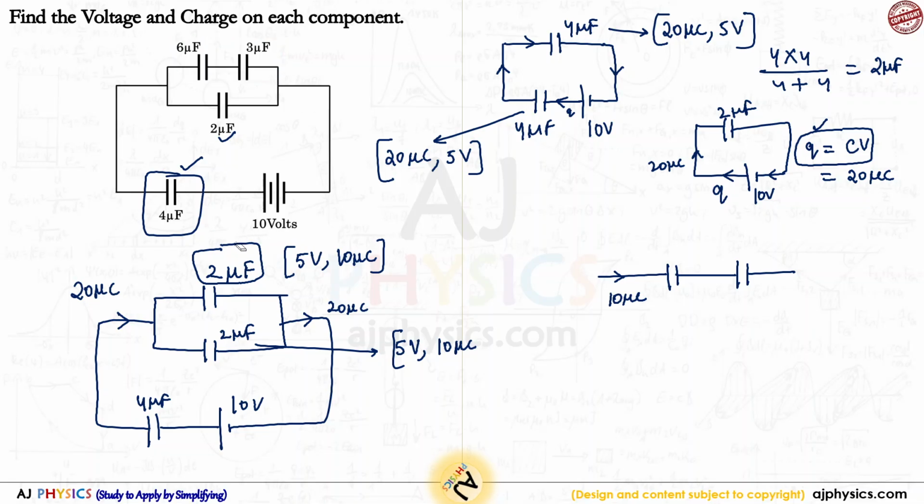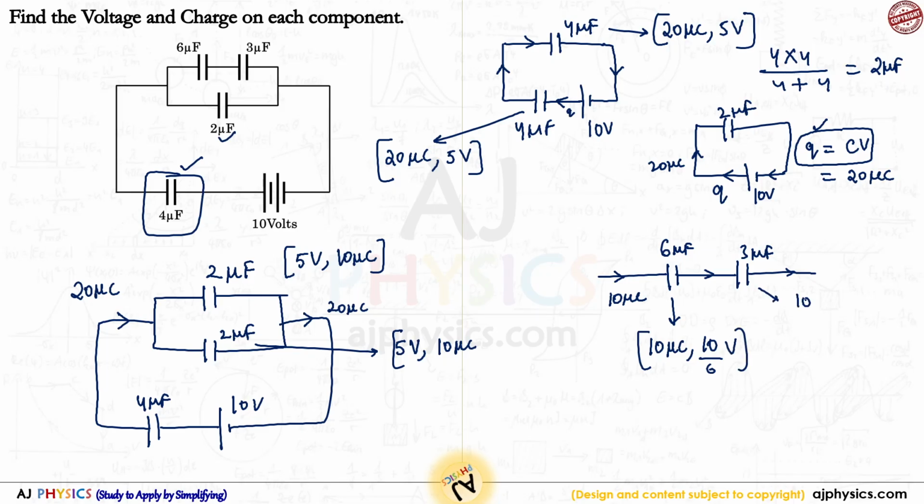Fine. Now this is 6 microfarad and this is 3 microfarad. So the last step concludes that the charge passing from both of them will be equal because they are in series. And what will be the voltages? If you solve this circuit, that would be 10 microcoulomb charge, and if you divide 10 by 6, that is the voltage here.